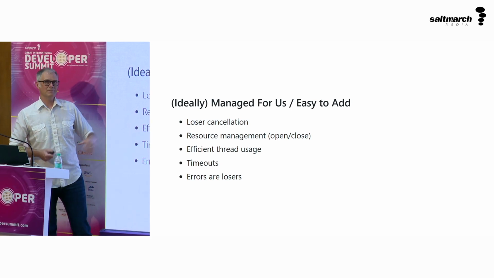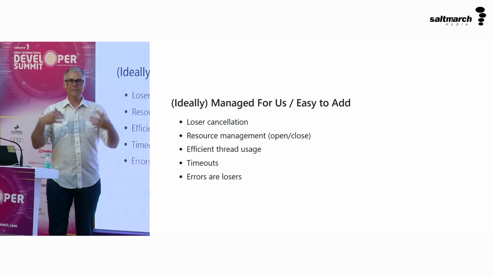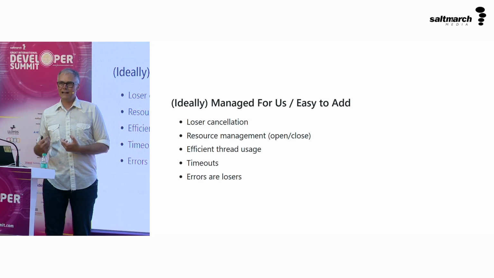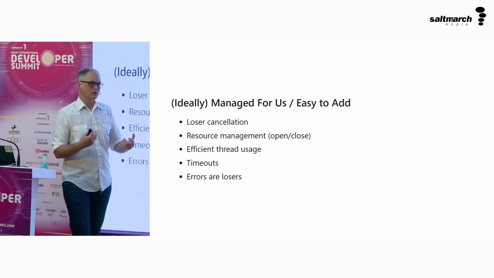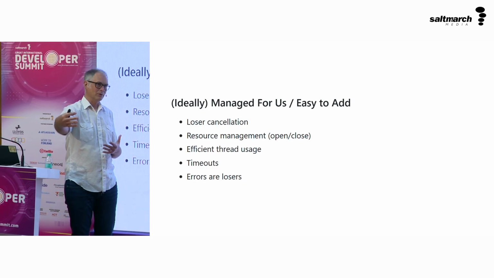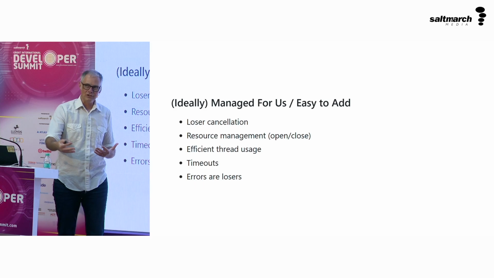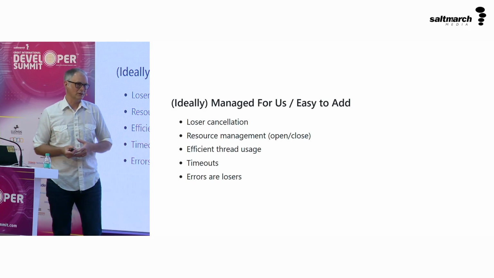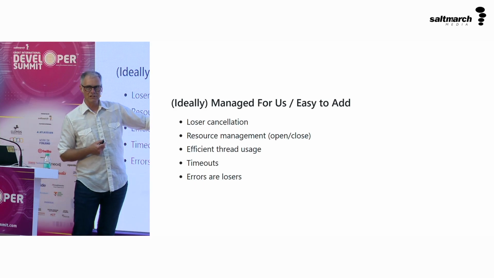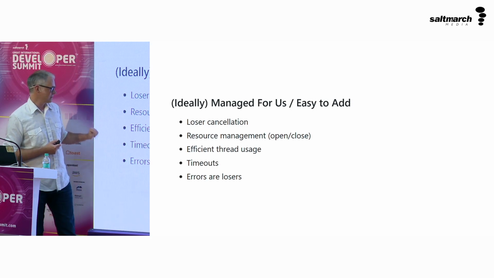Okay, resource management. Ideally, when we have these child scopes, they are resource managed. So if a child has to open a resource and then close a resource, it shouldn't matter if it was canceled. It should still be able to close the resource, that sort of thing. We'll see some examples of how that works.